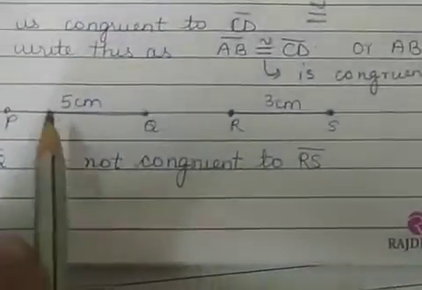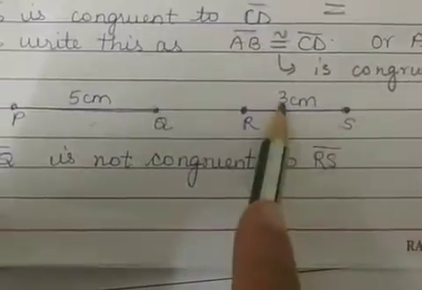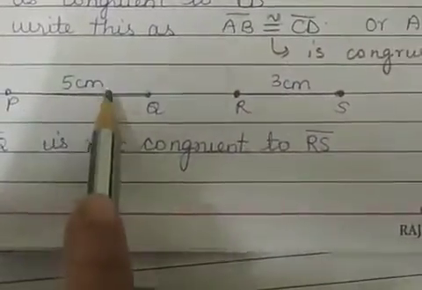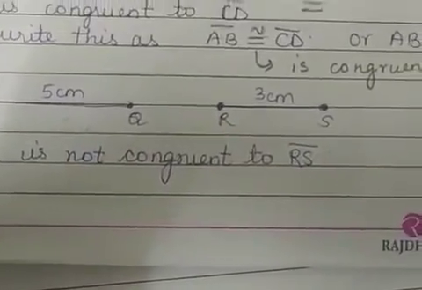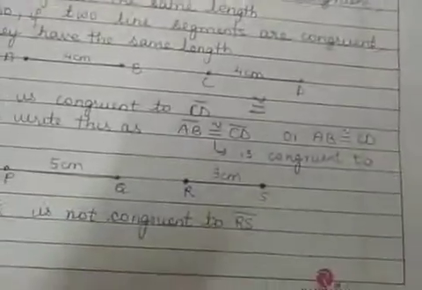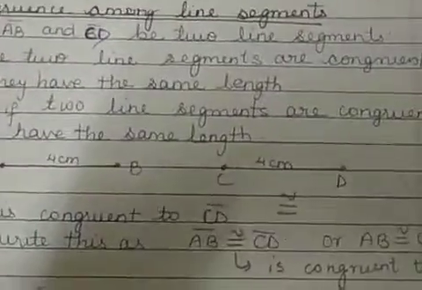Then we saw that PQ is 5 centimeters and RS is 3 centimeters. Then looking at the length, you can conclude that these two line segments are not congruent. So in this way we can make out whether the given line segments are congruent or not by looking at the lengths.